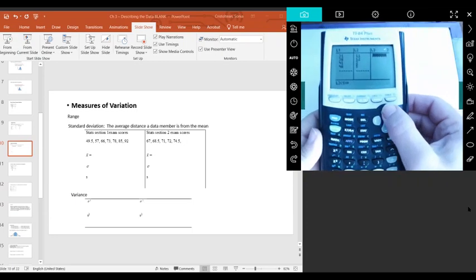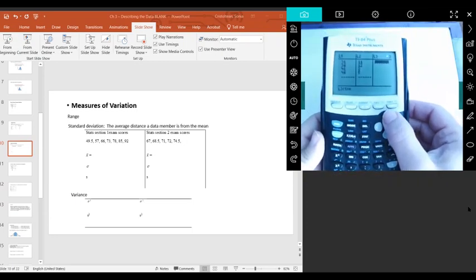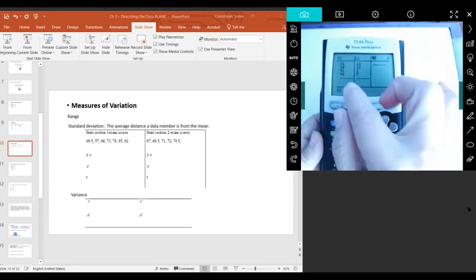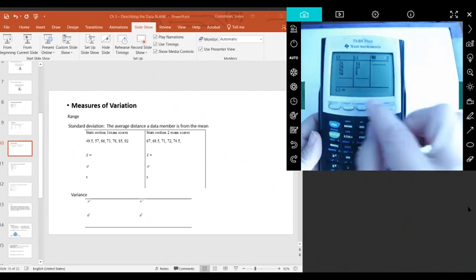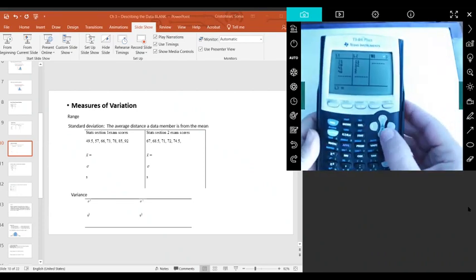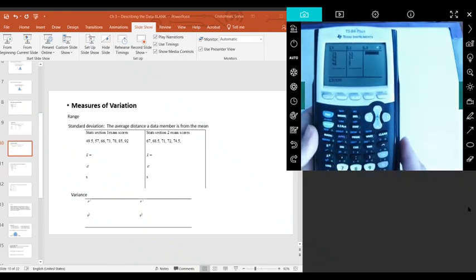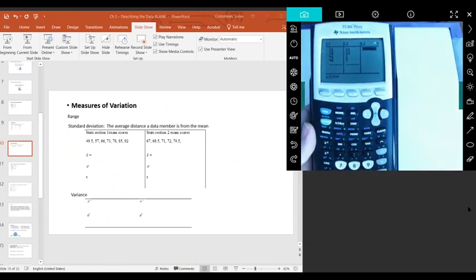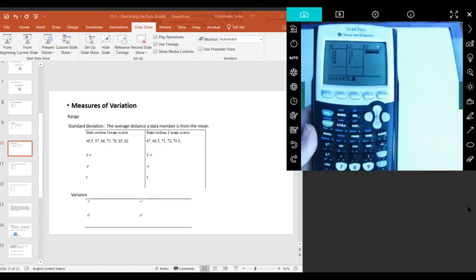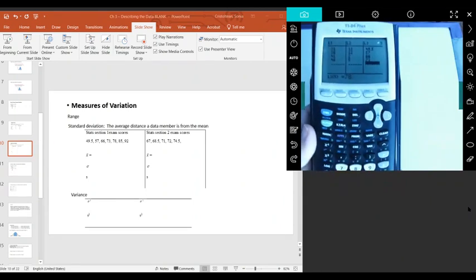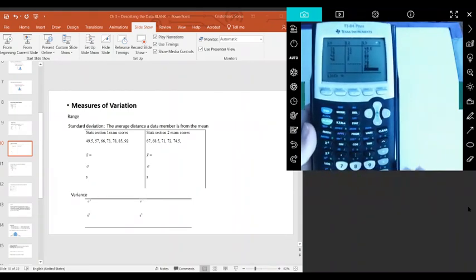I will actually enter my information in list 3. You should enter it in list 1 if you have nothing in there, but I will be using this example a little bit later, so I don't want to clear that list. So in list 3, I will simply enter the first example. You see it right there on the screen: 49.5, 57, 66, 73, 78, 85, and 92.